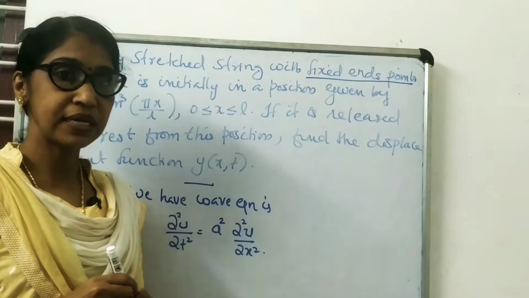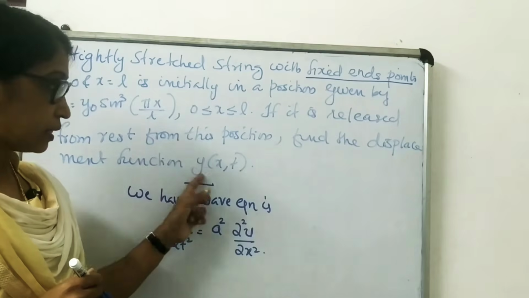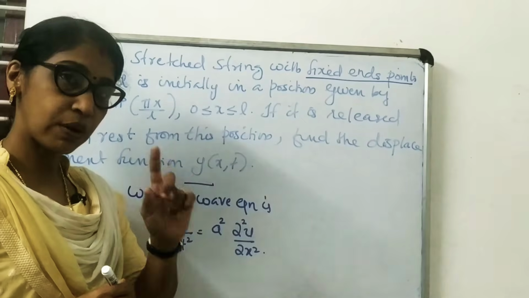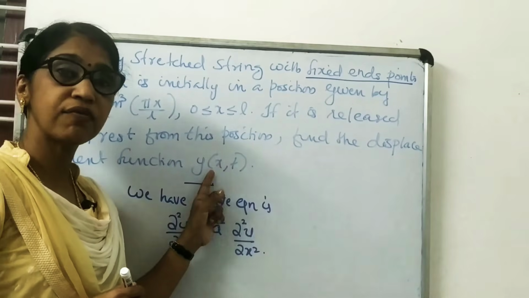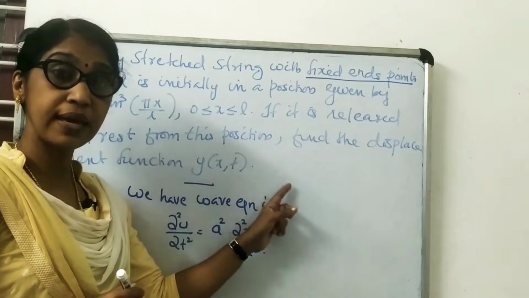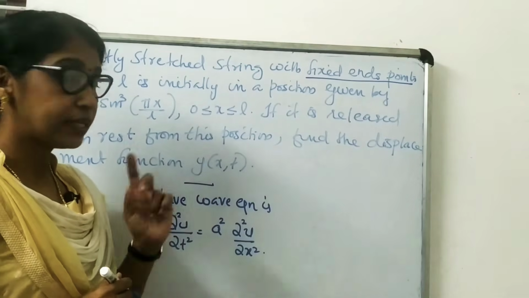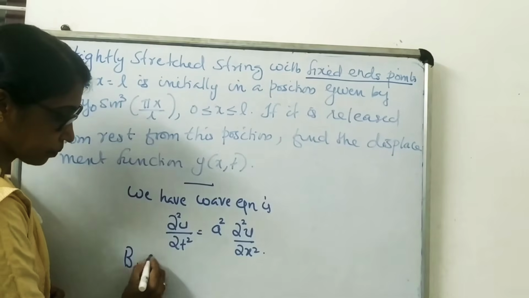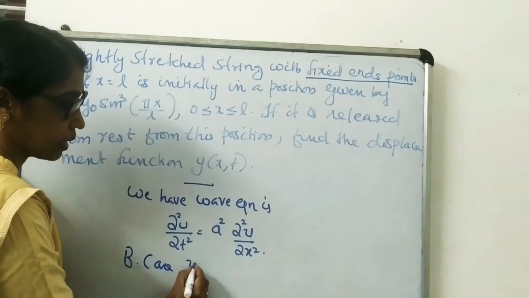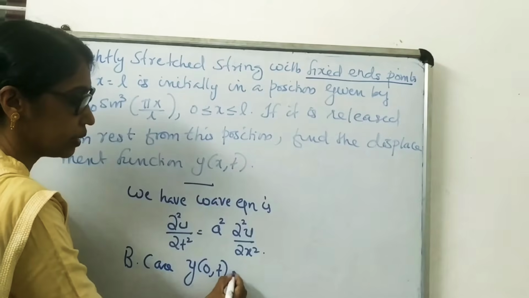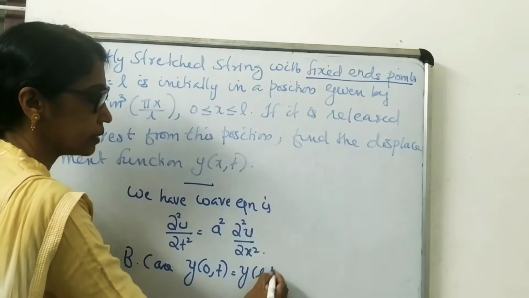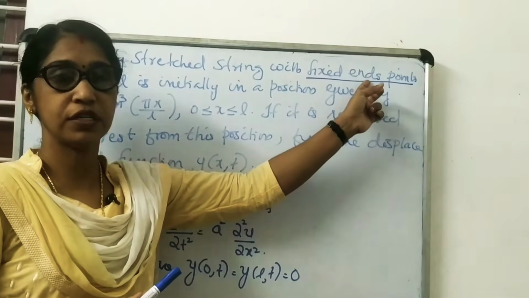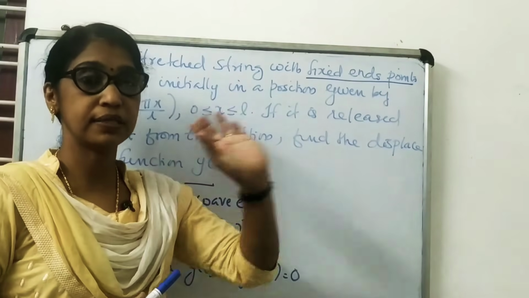So what are the boundary conditions? Given this displacement function is y of x,t, the boundary conditions are y of 0,t and y of L,t. So I am writing here, boundary conditions are y of 0,t is equal to y of L,t is equal to 0. That we get from this point. Fixed endpoints means boundary conditions are 0.